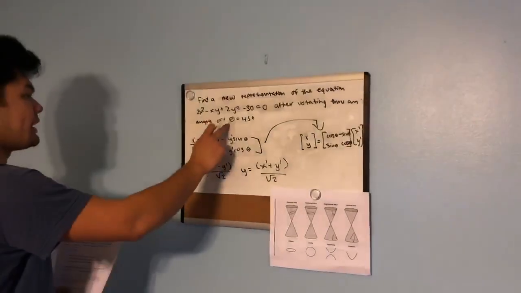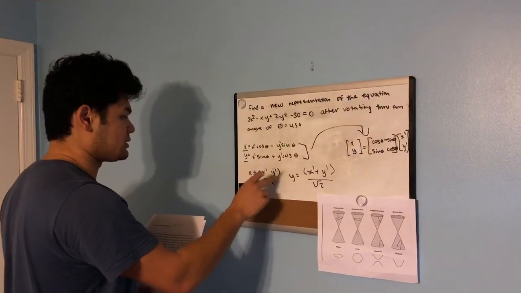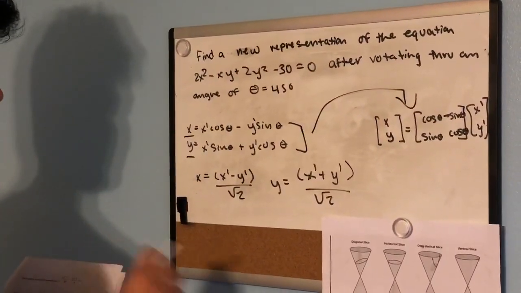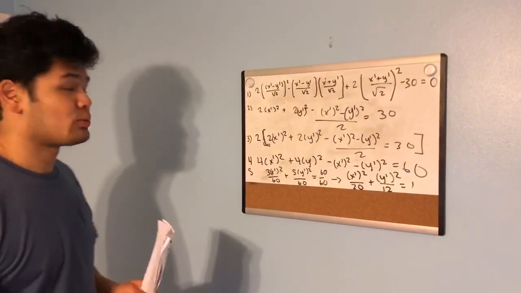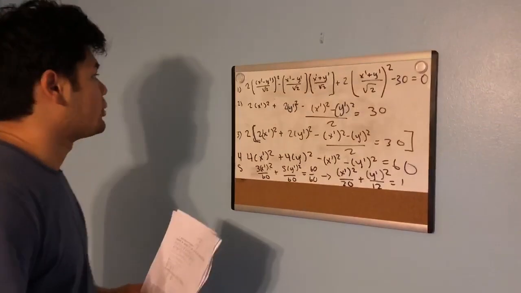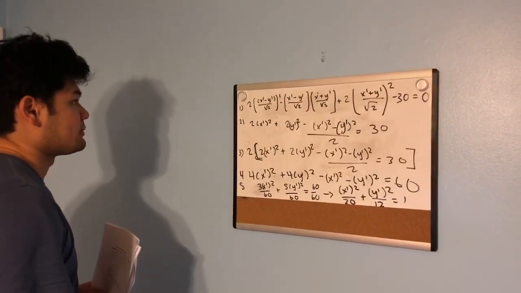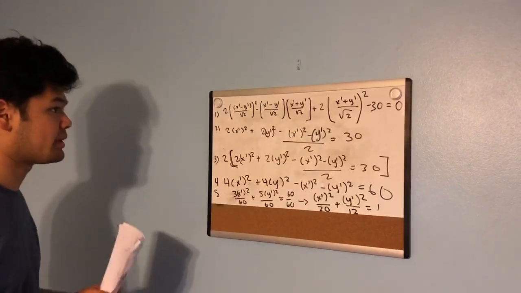Once we plug in 45 for theta into x and y, we get x equals this after rotating through 45 degrees and y equals that. We found what our x and y values are after plugging in 45 degrees into theta. We can plug them back into the original equation. And so here, as you see, I've plugged both x and y back into the equation.